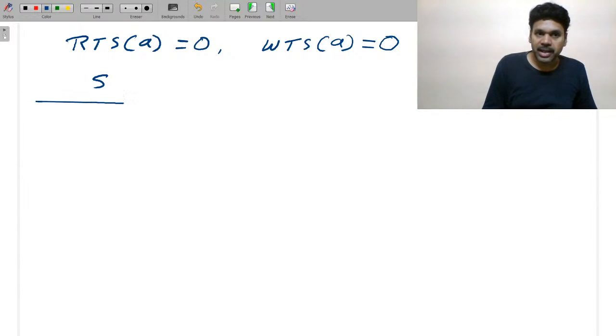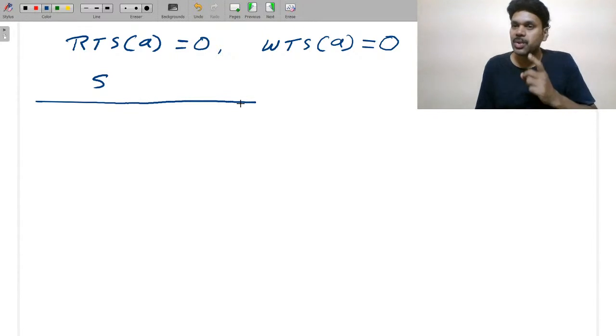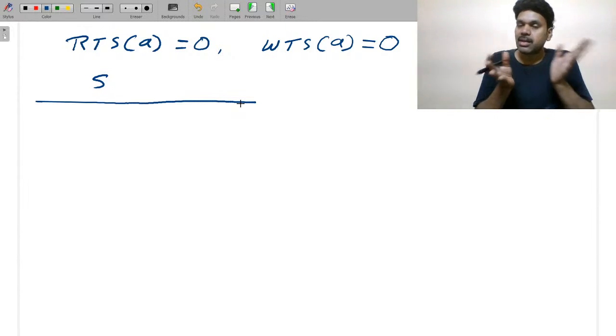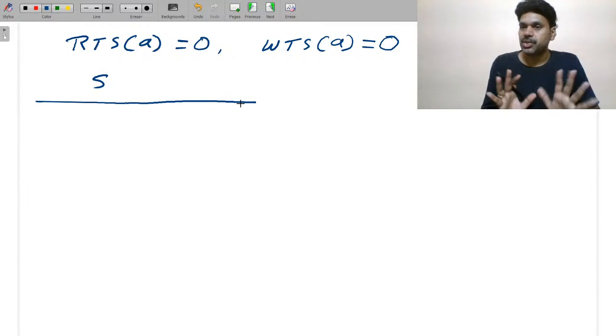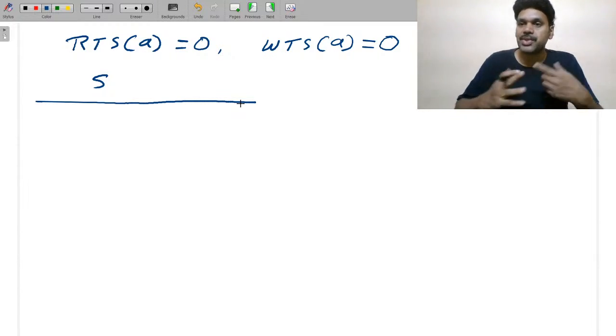I am not going to write any kind of validation because you already know. Read checks with write, write checks with read and write. If it is greater, allow, otherwise disallow. Disallow means roll back the transaction.